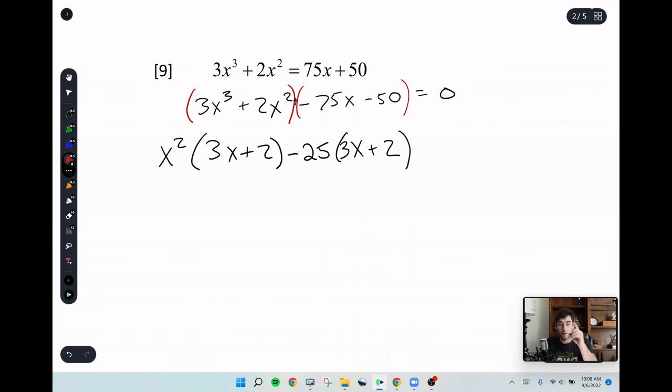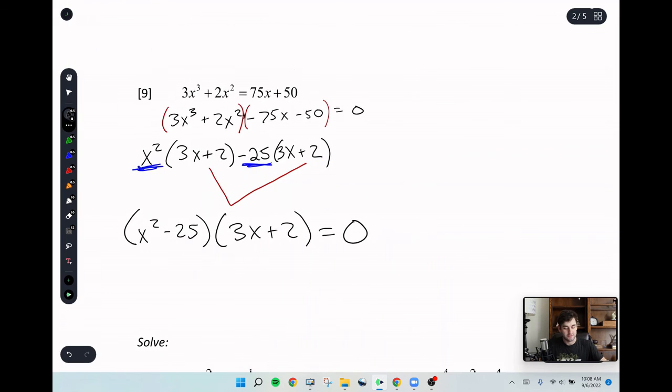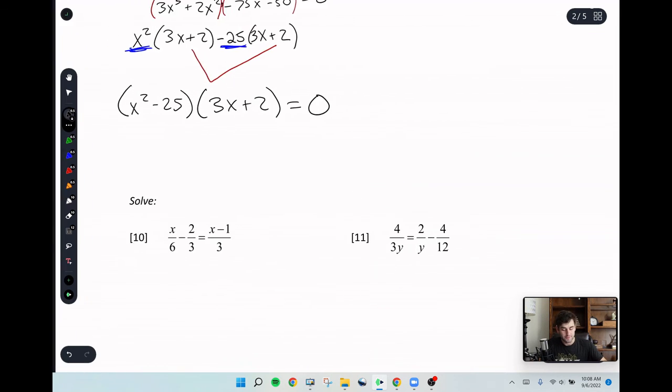This is a great example, because those two terms are the same. So now what we're allowed to do is x squared minus 25. That's us pulling these blue underlined terms right there, times 3x plus 2 equals 0. And then I'll let you solve that like we just did the rest of the problems.